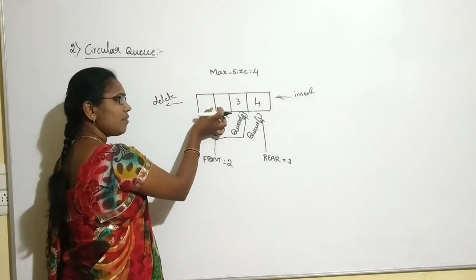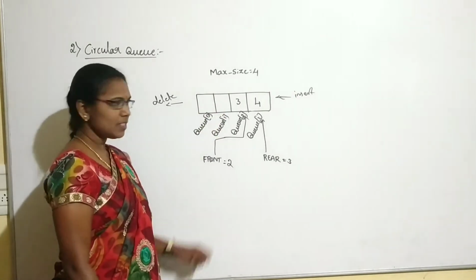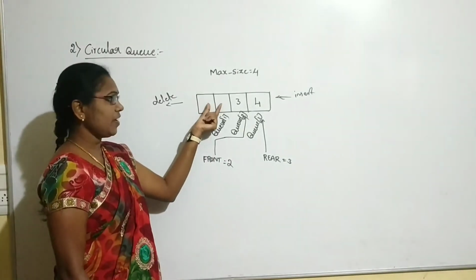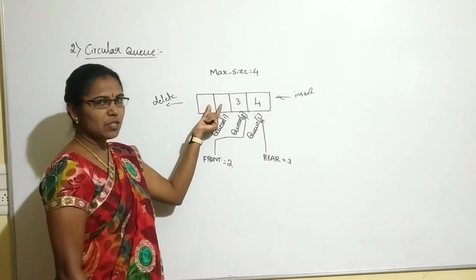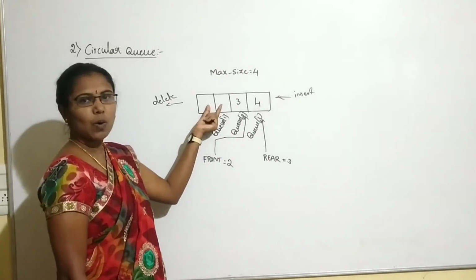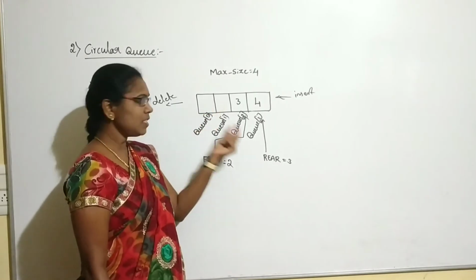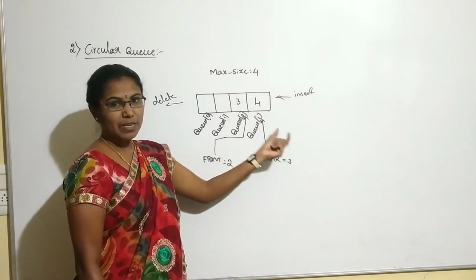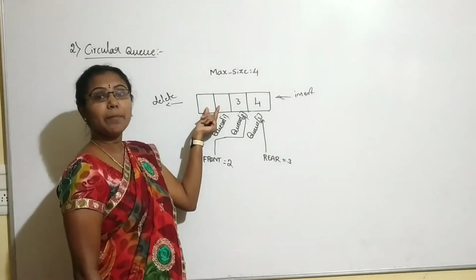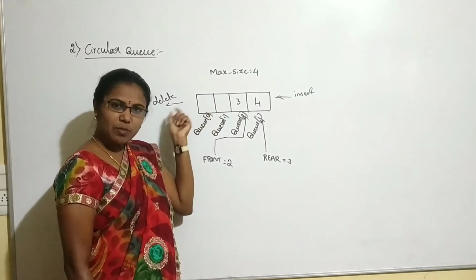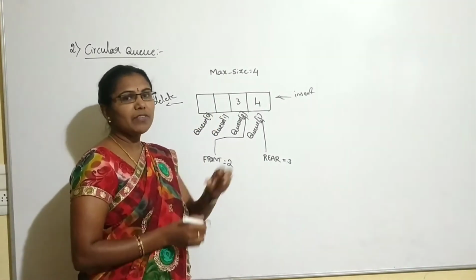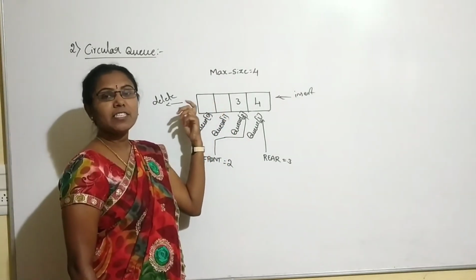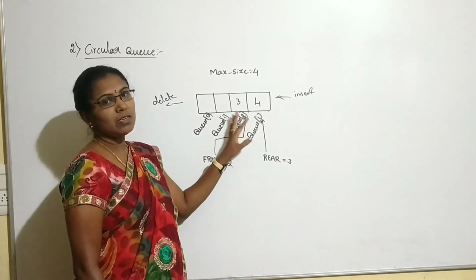Now the queue has certain empty positions, right? See, position 0 and position 1 are vacant. Is it possible to insert any other element into these vacant positions? No. Why is it not possible? Once the rear pointer reaches the maximum size, we can't insert elements even if the queue has empty positions. After removing certain elements, the queue has empty positions, but we can't insert any new elements into those empty positions in the simple queue.